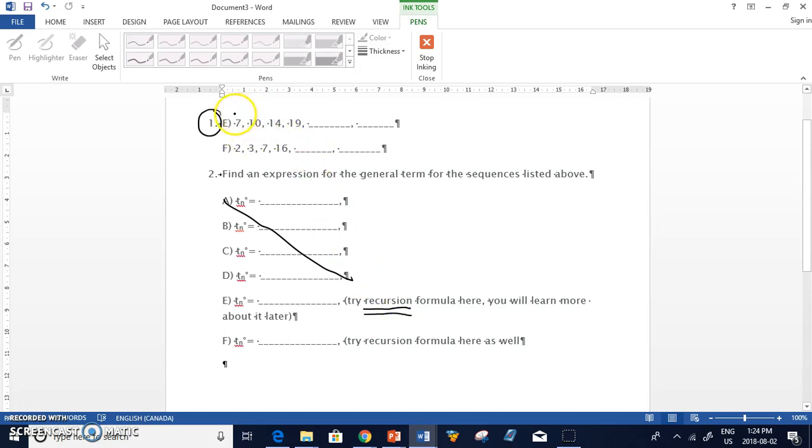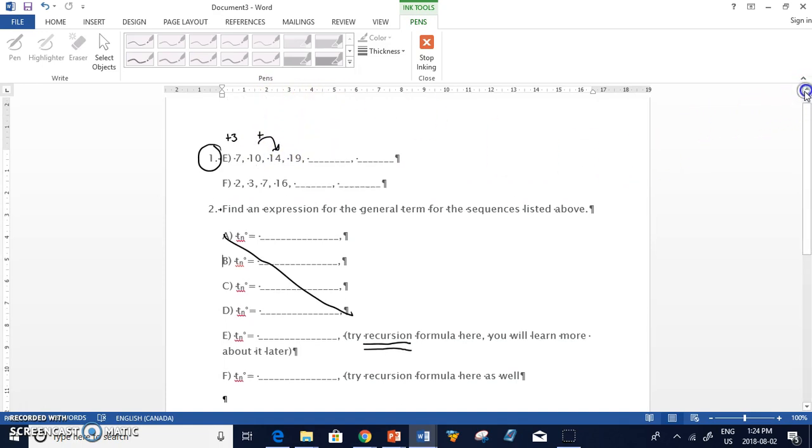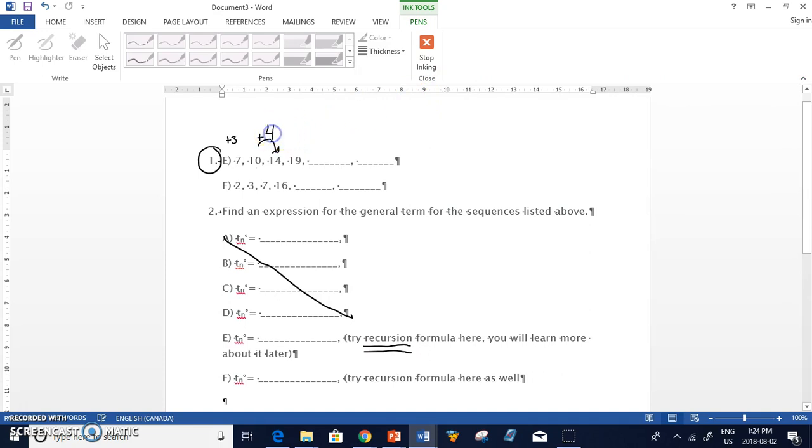So if we have a look at this sequence 1e, fairly easy to see that to get from 7 to 10, we have added 3. To get from 10 to 14, we have added 4. To get from 14 to 19, we have added 5. And even though this doesn't suit the definitions of an arithmetic or a geometric sequence, there's no common ratio or common difference, we at least can see the pattern.